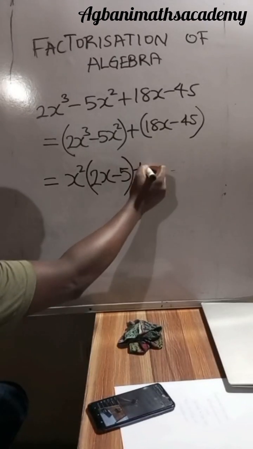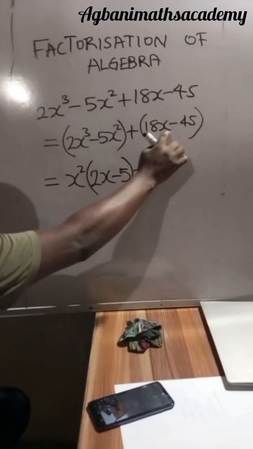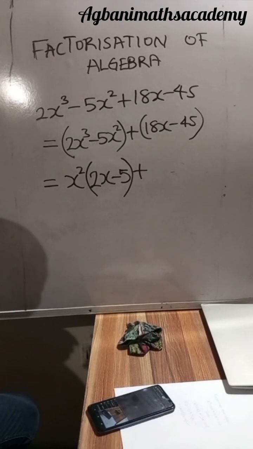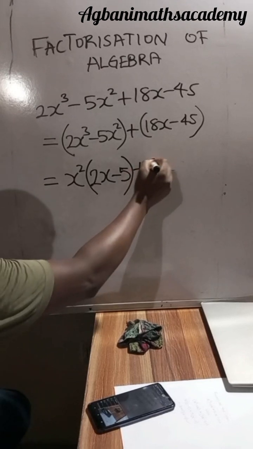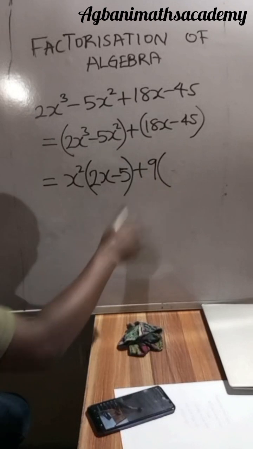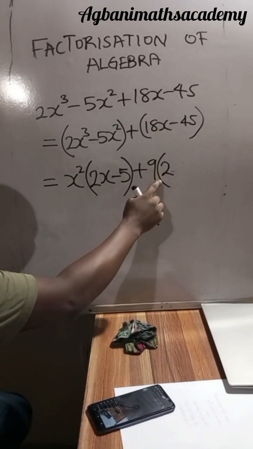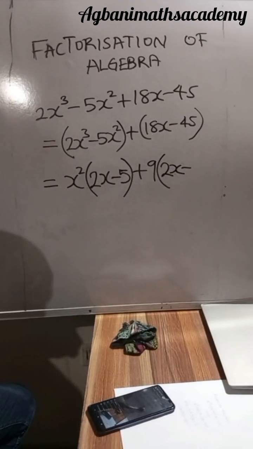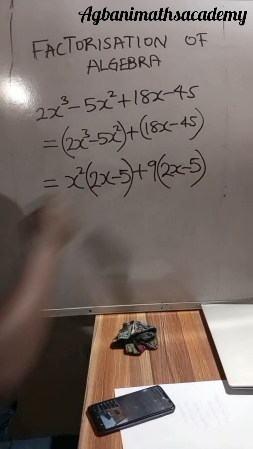Next we bring our plus sign down, and then we look at 18x and 45. Between 18 and 45, we have already gotten the highest common factor to be 9. So that's what is common. 18 divided by 9 is 2, and x divided by, there's no alphabet here, so bring down x, minus 45 divided by 9 is 5.